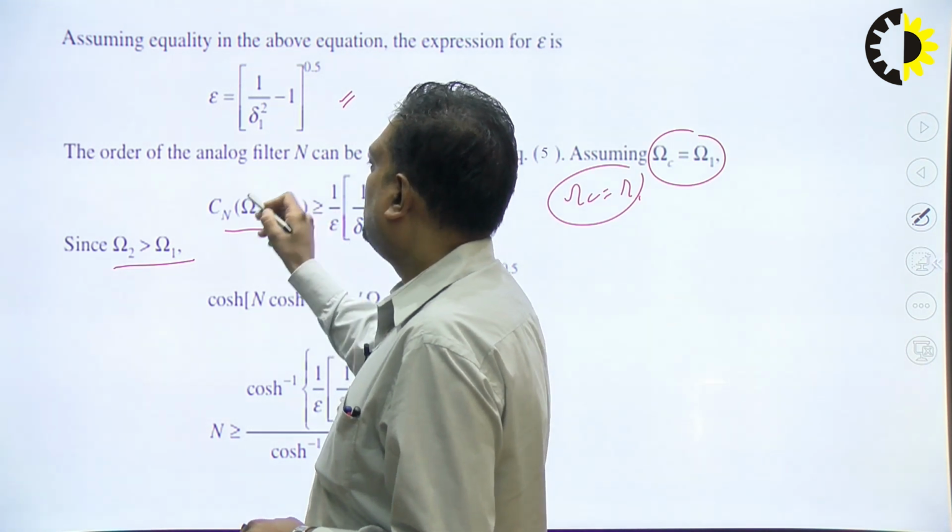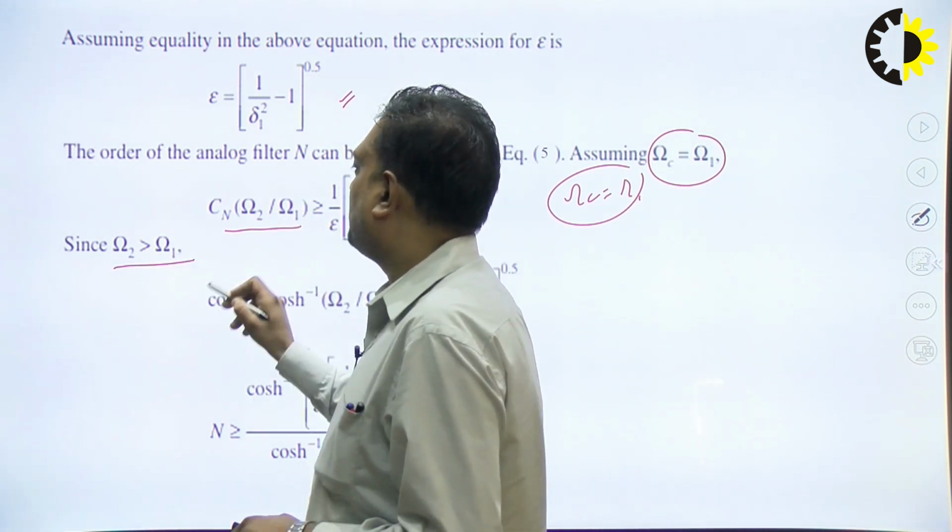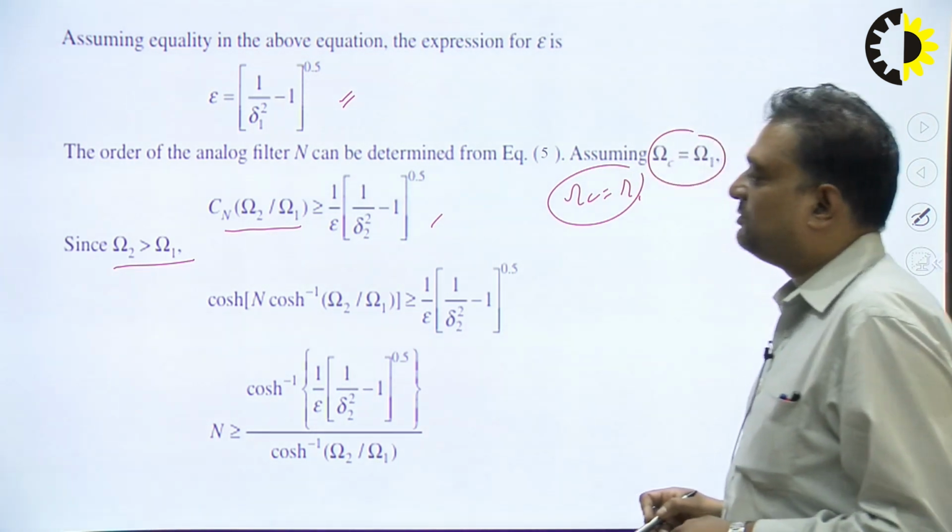Now you can write the expressions, because you know that omega 2 is greater than omega 1. So let this value be x; x will be greater than 1. In that case the hyperbolic inverse definition will work.